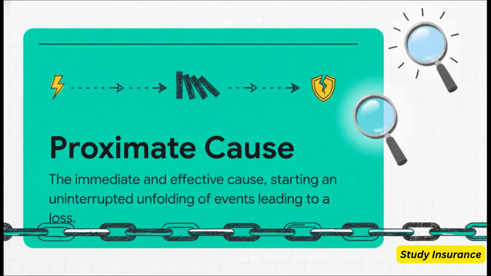Okay, let's get the official textbook definition out of the way, the one you've got to know for the exam. Proximate cause is the immediate and effective cause of the loss, which in a chain of circumstances leads naturally and directly to the loss. And that last part is so important, an uninterrupted unfolding of events. I know, it sounds a little dense, right?